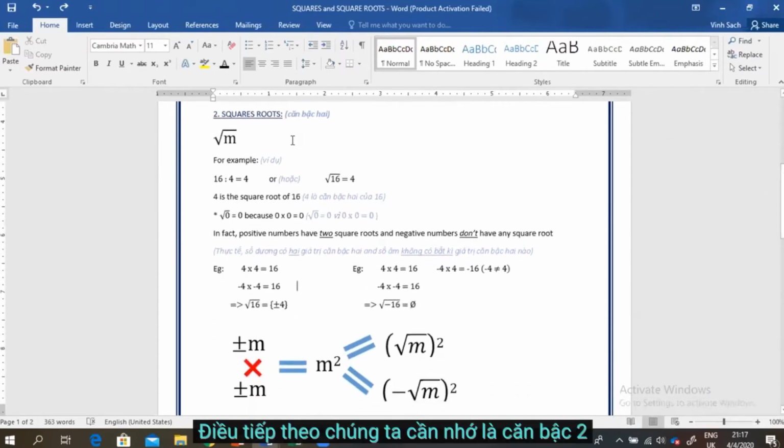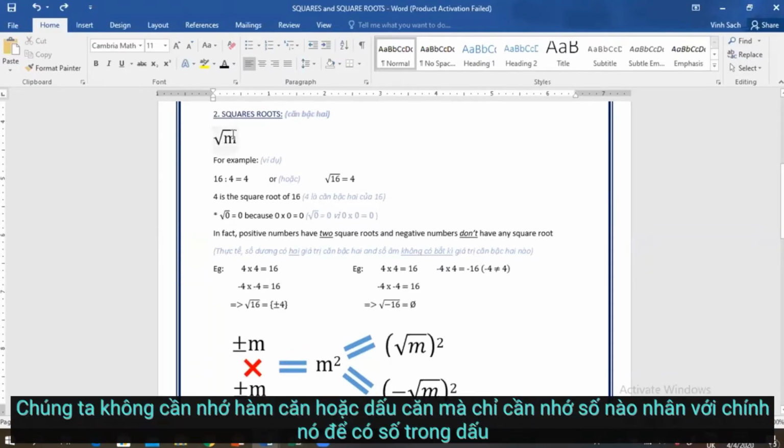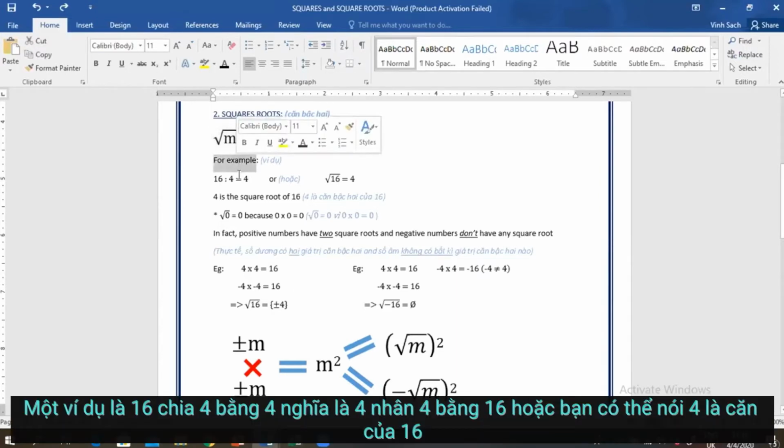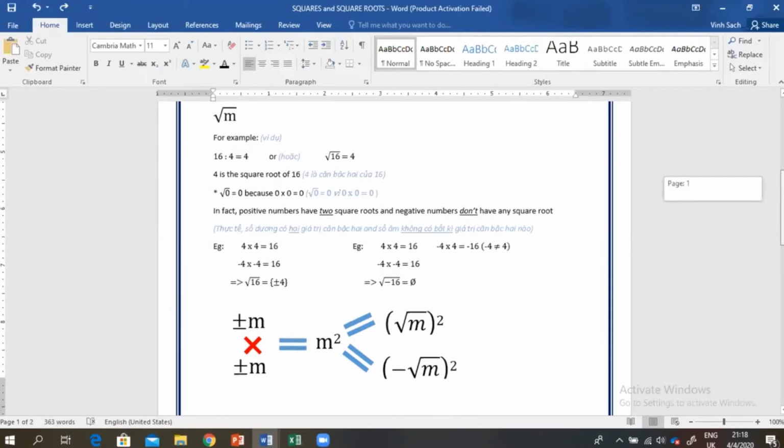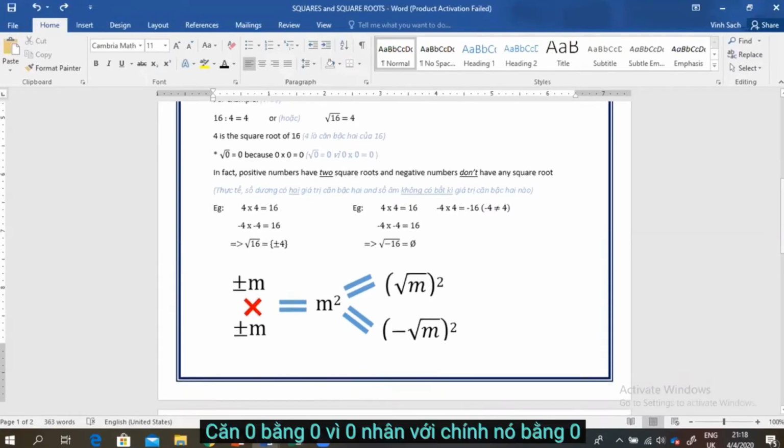The second thing that we need to know is square root. You don't need to remember the radical function or the radical symbol here. You just need to remember which number multiplies by itself to give the number inside the symbol. For example, we have 16 divided by 4 to have 4, which means that 4 multiplied by 4 is 16. Or you can say that 4 is the square root of 16. The square root of 0 would be 0, just because 0 multiplied by itself equals 0.